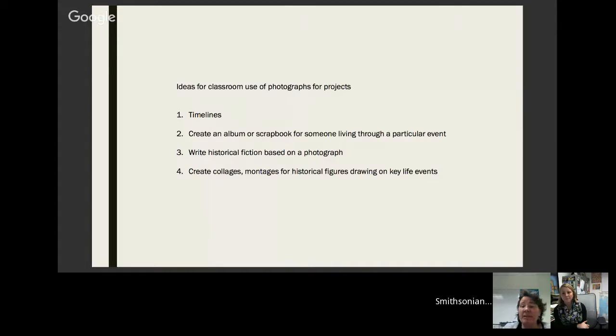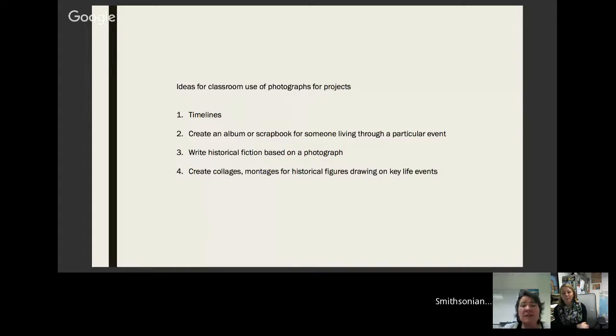My son's idea, what he said he would like to do, is to do a close study of a photograph and then write a historical fiction about it. So he wanted somebody to give him a photograph. He wanted to pick out elements of it and then do that kind of fiction writing.